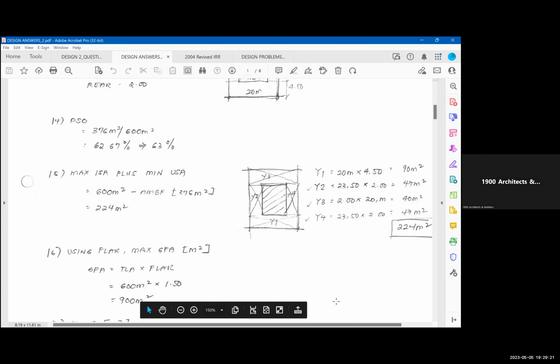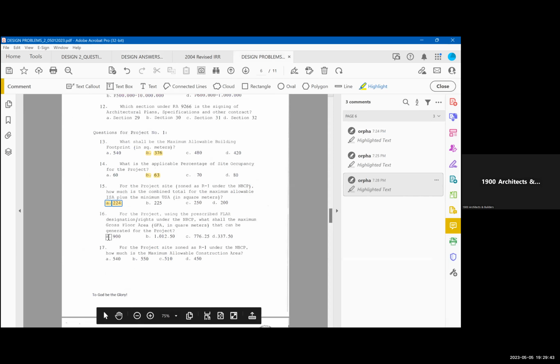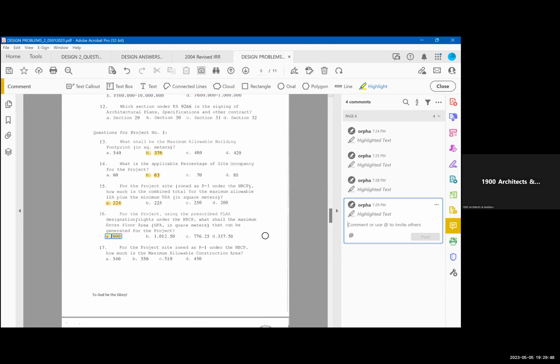Okay, nagets pa? Yung FLAR, hanapin nyo din. Dapat alam nyo na kung saan nyo hahanapin ang FLAR sa Rule 8. Okay, so the answer is 900 square meters. Dapat alam nyo kung saan hahanapin ang FLAR. Hindi ko nasasabi kung anong page.